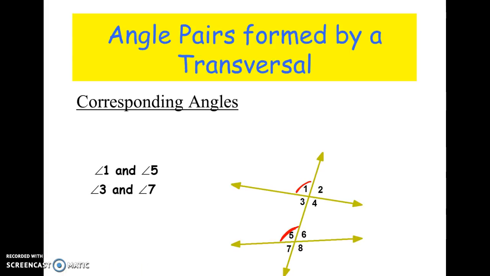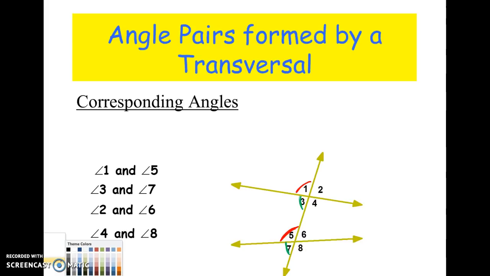Angle 3 would be corresponding with angle 7. So if you look right here, angle 3 would be corresponding to angle 7. Let me use different colors here. Angle 2 would be corresponding with angle 6. And then angle 4 would be corresponding to angle 8. These are corresponding angles.